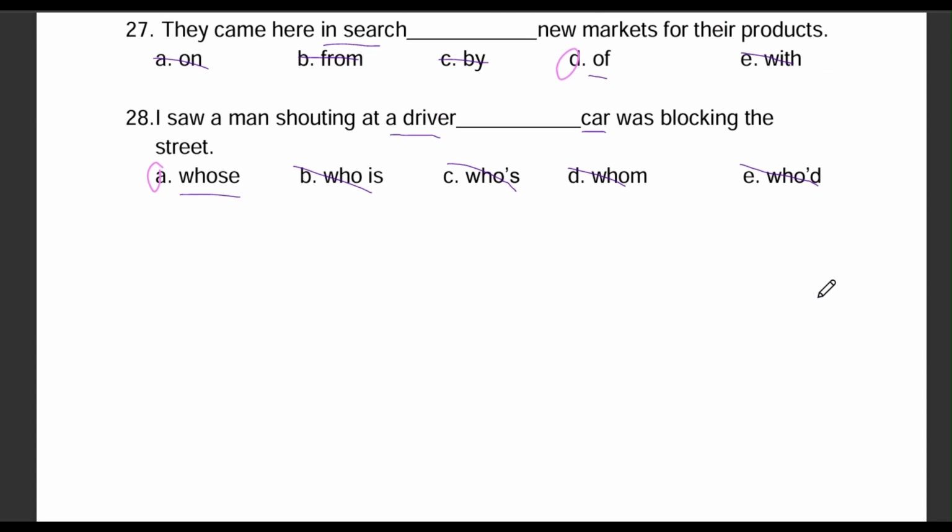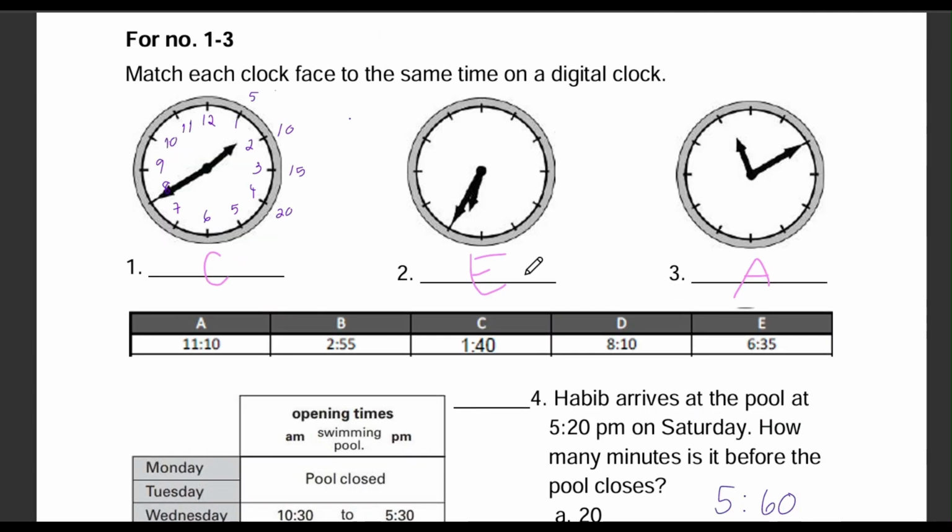All right, let's move on to the math section. Question 1. Match the clock face to the same time on a digital clock. Options. A. 11:10. B. 2:55. C. 1:40. D. 8:10. E. 6:35. Clock 1. The correct answer is C.